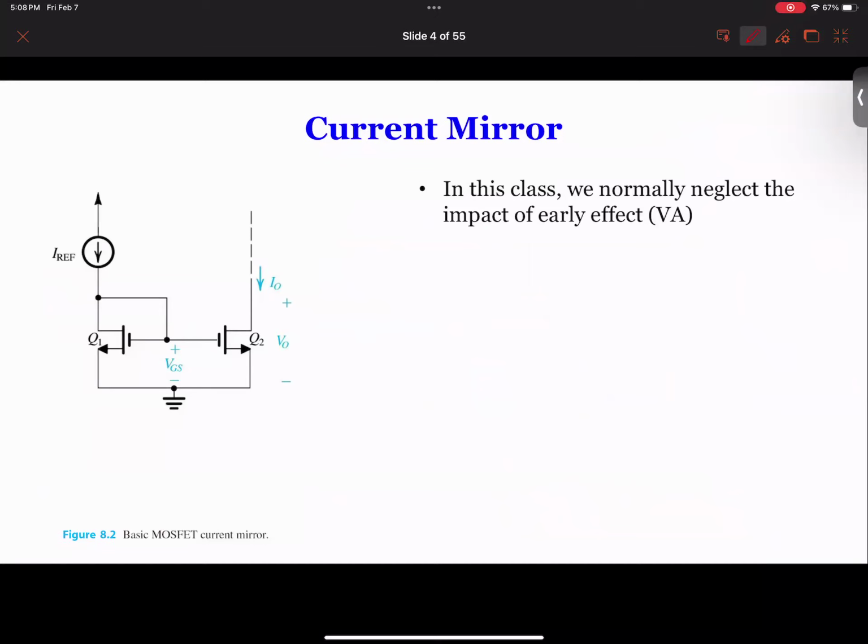In current mirrors, we normally neglect the Early effect VA, because it's not going to impact the current mirroring. In the future, you will see that if you consider VA, there's going to be a slight difference between the second current and the first, but the difference is something like 0.1%. So it's negligible. Therefore, we're going to neglect VA when we calculate the current.